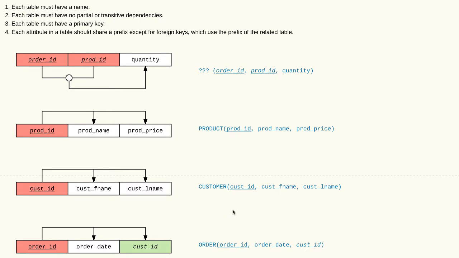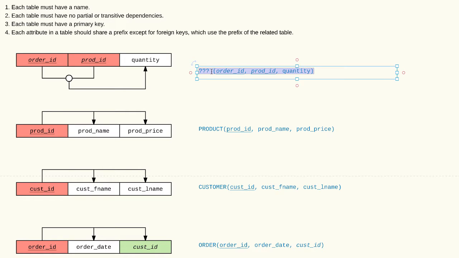So the only thing left to do is to come up with a name for this table at the top. Now we have product, customer, and order. And actually, since an order has many products in it, and a product can be in many orders, you should recognize this relation up here as a bridge relation or bridge table, because you've seen enough many-to-many relationships to know that's what that is.